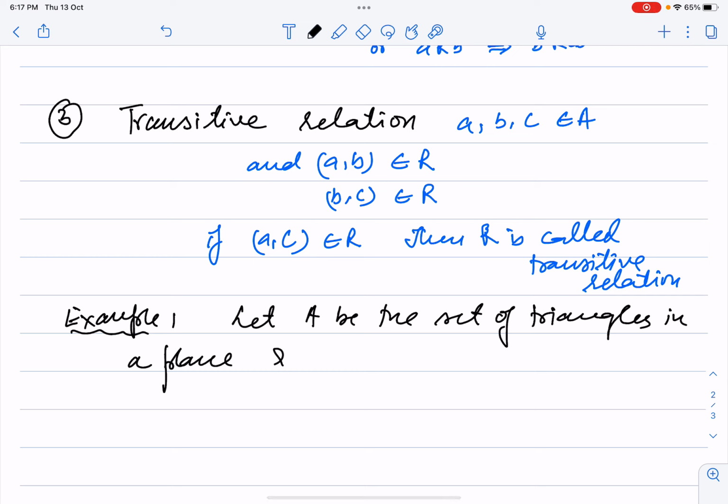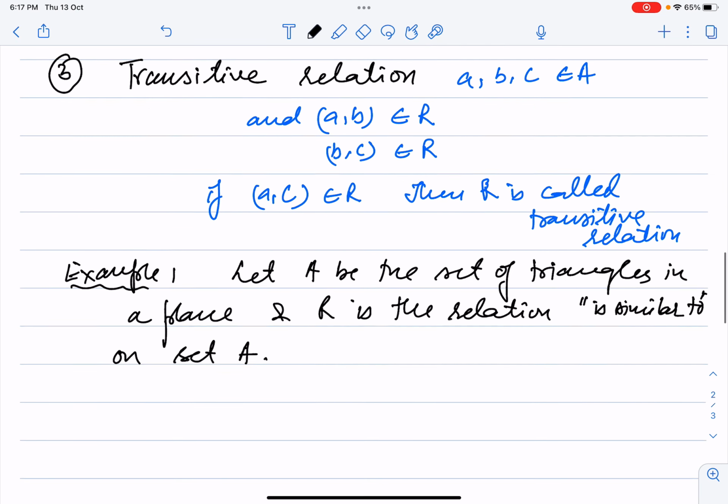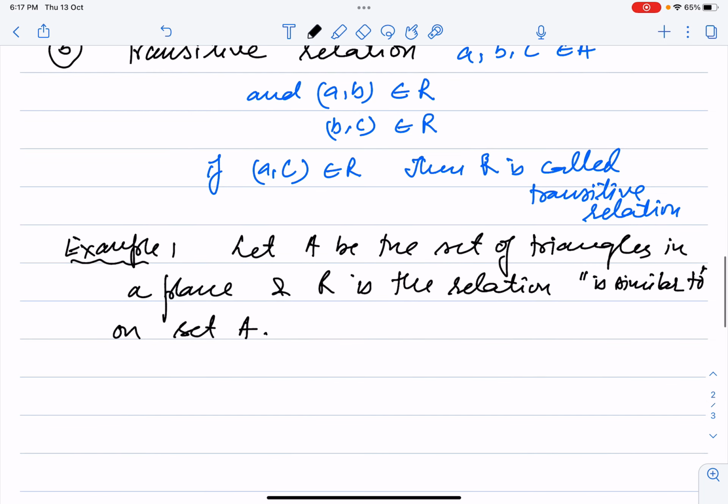And R is the relation. What is the relation? Is similar to, on set A. That means A is a set of all types of triangles, and R is the relation "similar to". That means we take those triangles which are similar to each other. So if I say it is a reflexive relation, is it correct? Now the question arises, how is it a reflexive relation?